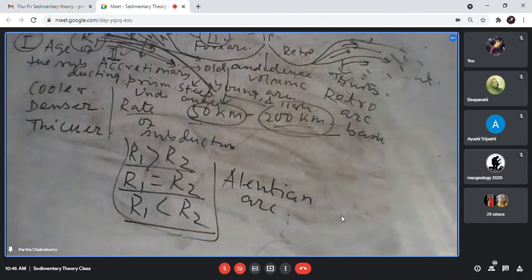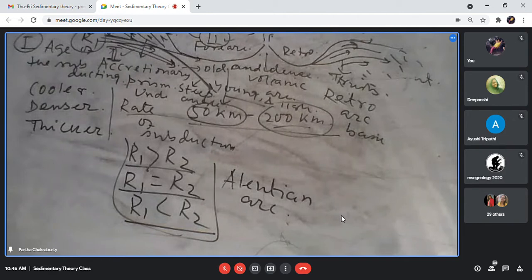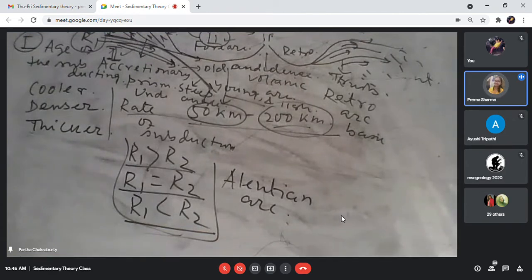Am I clear? Which is the part of the Northern Atlantic. Any question here? So please repeat the compressional part.